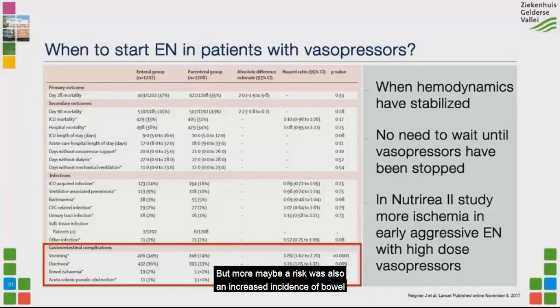But maybe more risky was that there was also an increased incidence of bowel ischemia and colonic obstruction. But we have to consider that in this study, there was a very aggressive build-up of calories within 24 to 48 hours. The patients were on very high doses of vasopressors. So this study suggests that when the hemodynamics have not stabilized yet, you have to be a little bit cautious with early enteral nutrition.